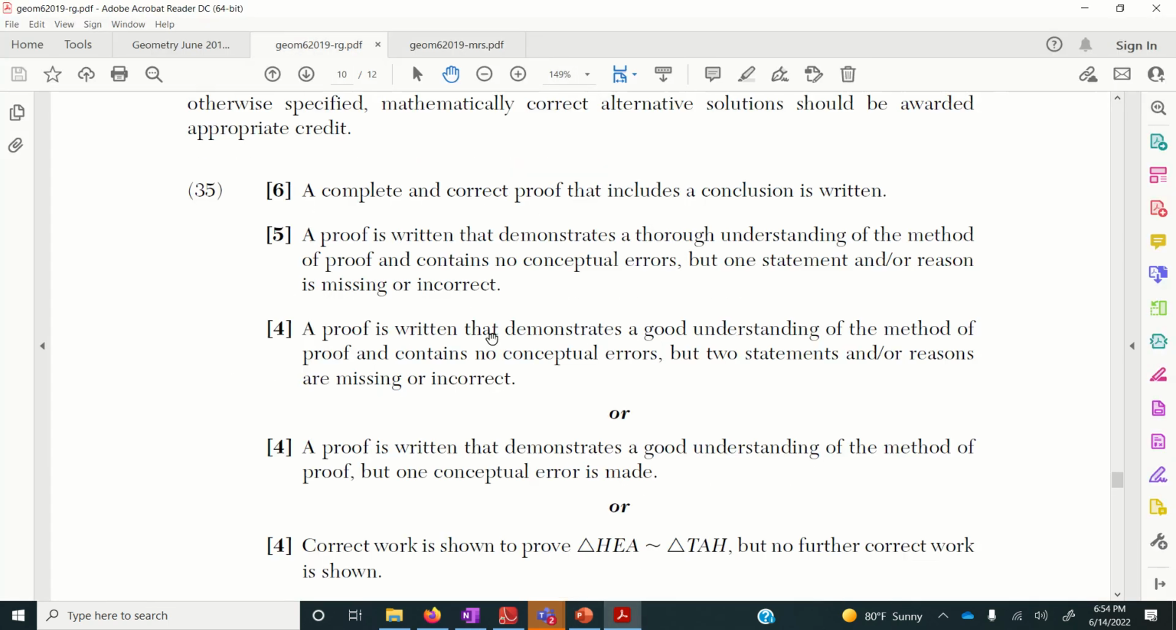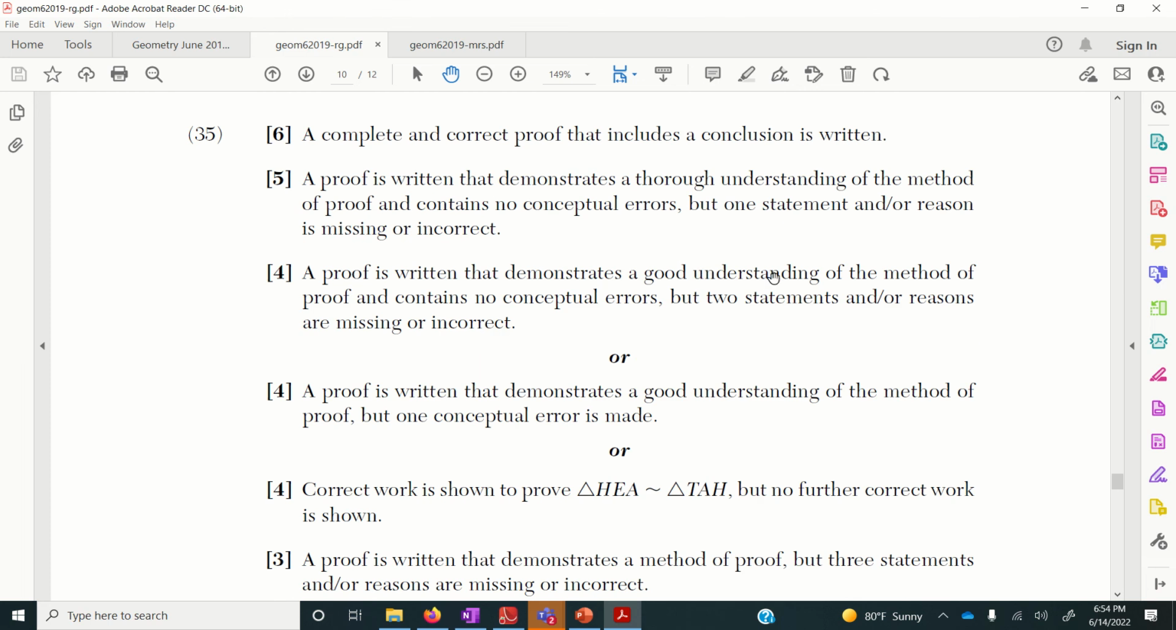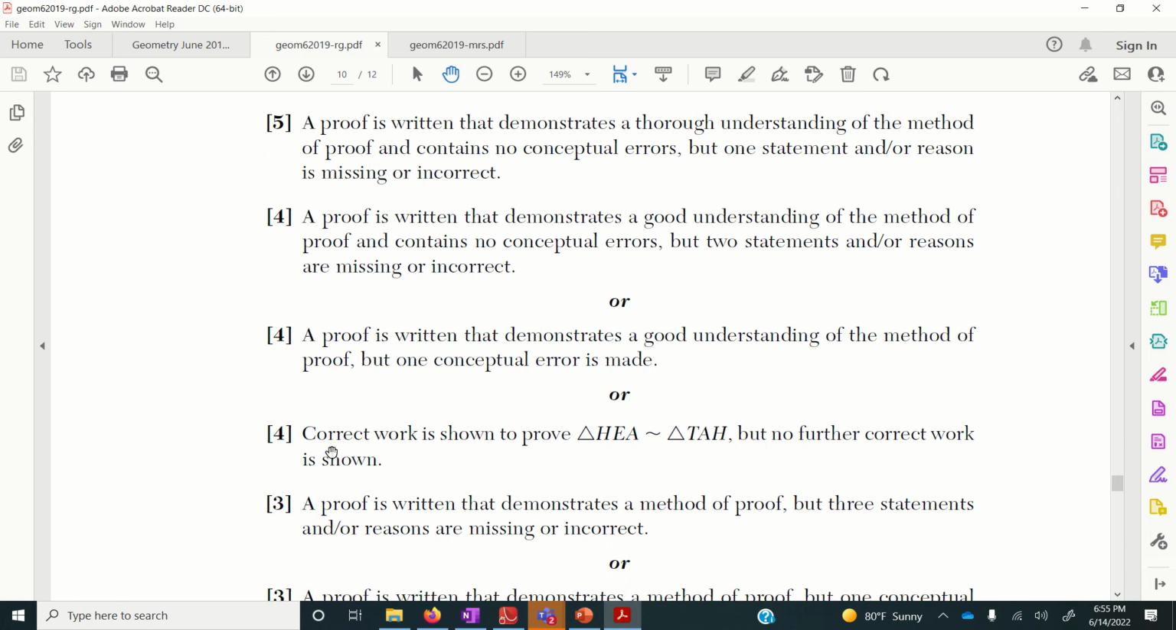That is the wrong one. So 4 points. Okay. No conceptual errors. 2 or more statements and or reasons are missing or incorrect. So it could be 2 of the same step or 2 separate steps. Okay. Notice that as long as you got the triangle similar, you got 4. Not bad. All right.